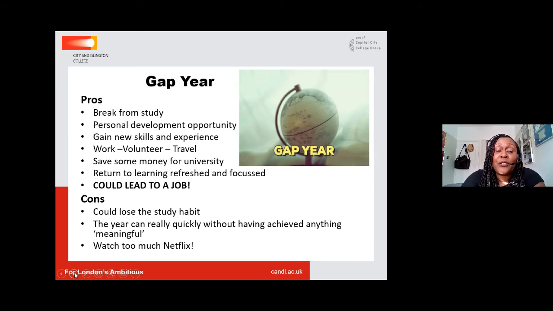However, for some people, you might lose that study habit. You have to be very mindful that the concept of being meaningful in that year can go really, really quickly. So just be mindful that the opportunities are meaningful at the same time. My ongoing joke is that you could get caught up watching too much Netflix. If you're anything like me, that definitely would be me in a year. So just be very mindful of how you use that gap.